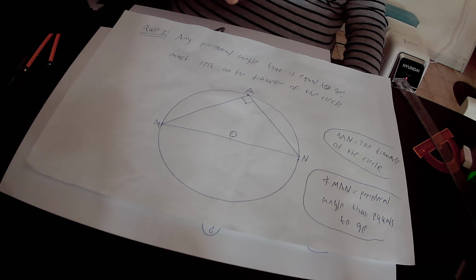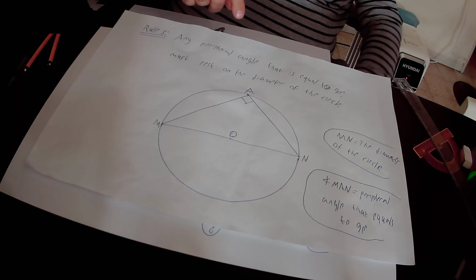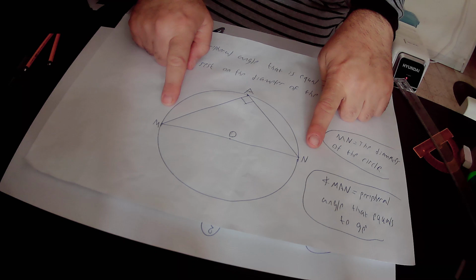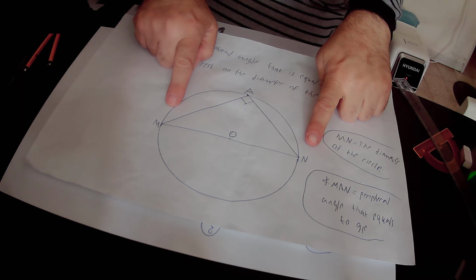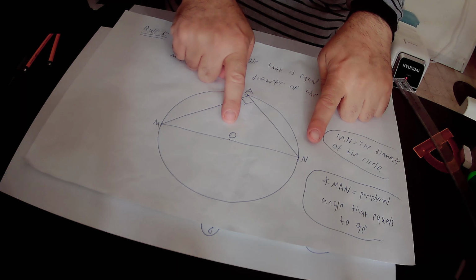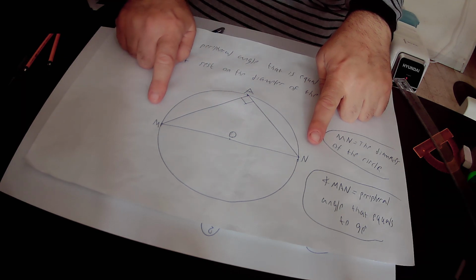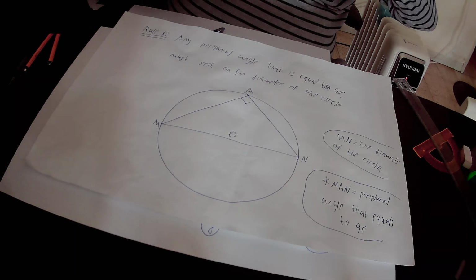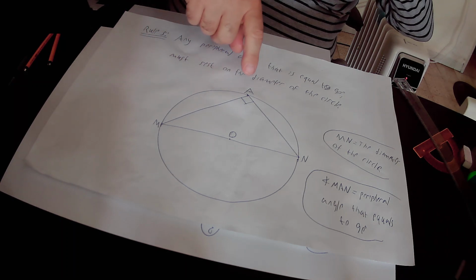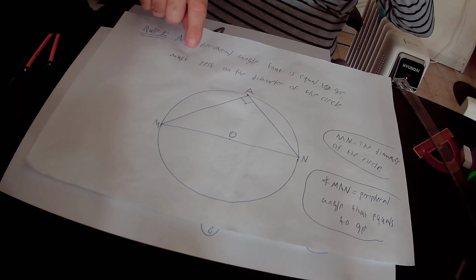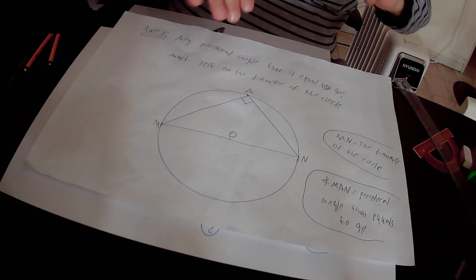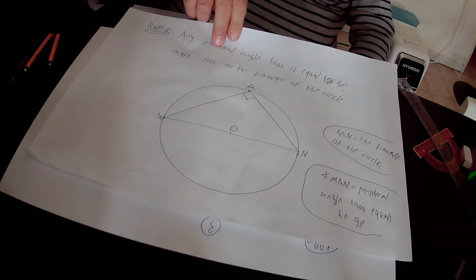Therefore, this peripheral angle MAN must rest on the diameter of the circle, that is to say MN is the diameter of the circle. And indeed, MN is the diameter of the circle. Why? Because chord MN passes through point O, that is the center of the circle, and we have the rule that any chord that passes through the center of the circle must be the diameter of the circle. In conclusion, because this peripheral angle MAN equals 90 degrees, it rests on the diameter of the circle. MN is the diameter of the circle.